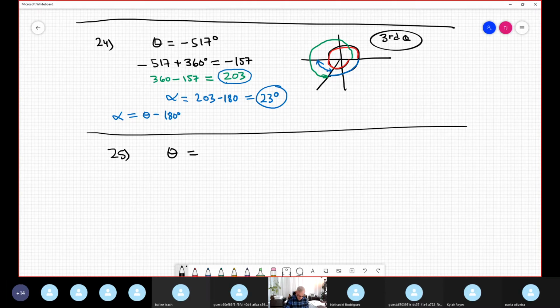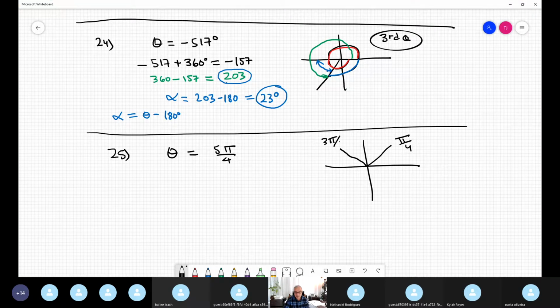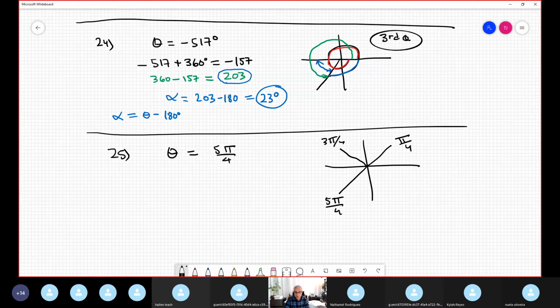Theta is equal to 5 pi over 4. On a 5 pi over 4 line, I suppose in the third quadrant, no? Because this is pi over 4, this is 3 pi over 4, and this is 5 pi over 4. And by the way, this is 7 pi over 4, but I don't care. That angle lies here, in the third quadrant.